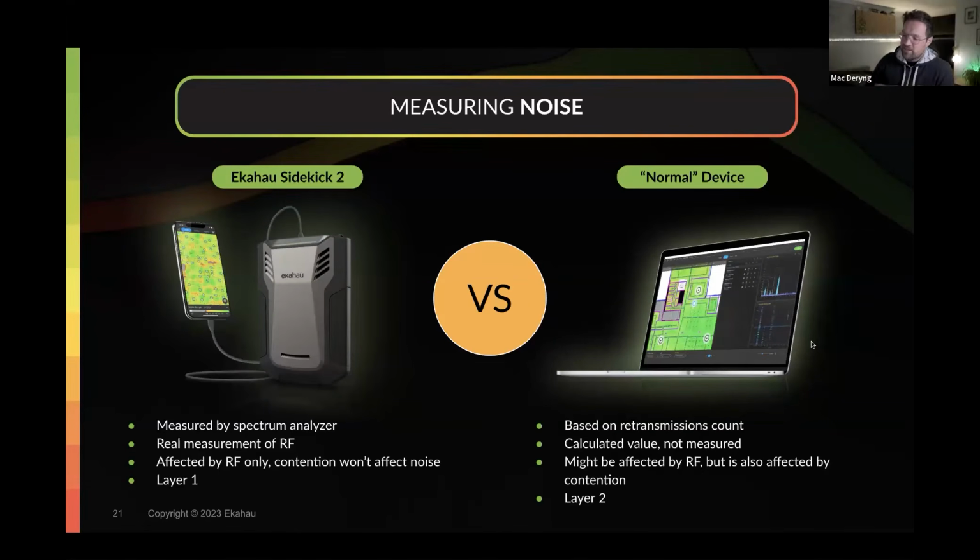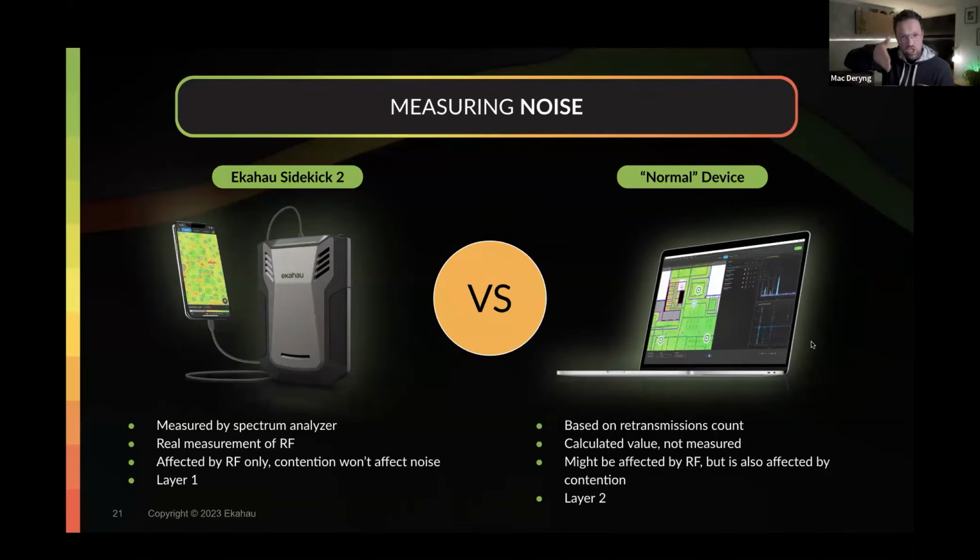Yeah, sure, perfect. So we've talked about this, so I will fly through that fast. On the left-hand side, we have a Sidekick, and we measure the noise with a spectrum analyzer on layer 1, the physical layer. We measure the percentage density of the electromagnetic energy in the air with a built-in spectrum analyzer to measure the real noise, okay? And the noise on the RF level is affected by the RF only, okay?